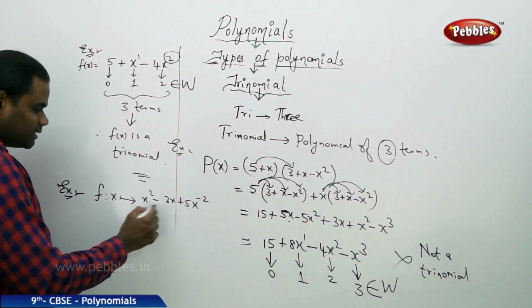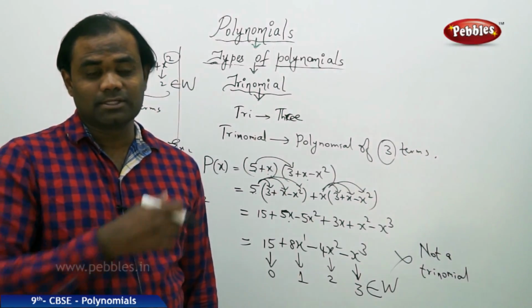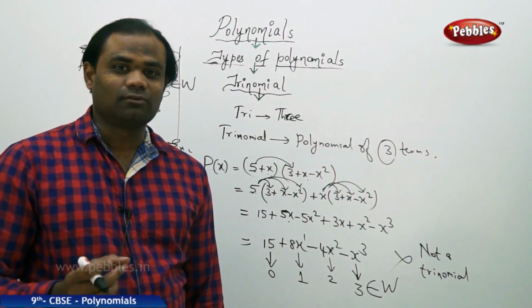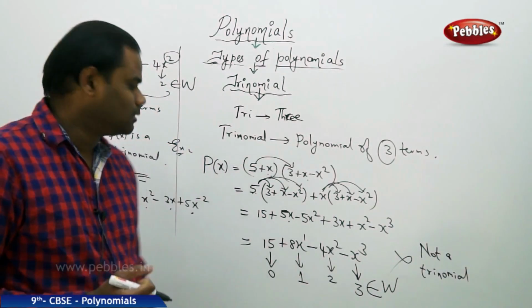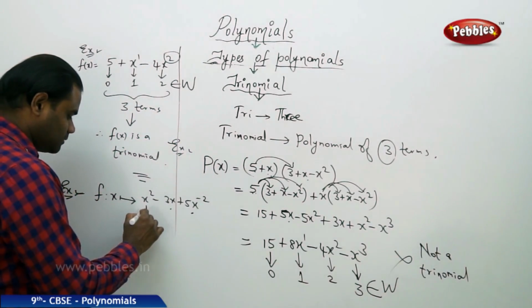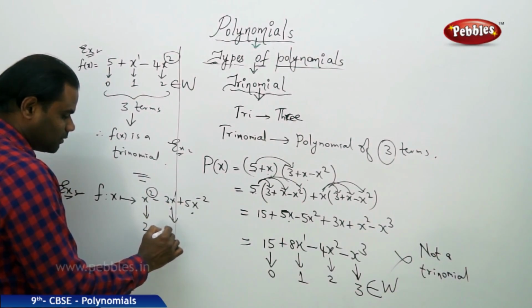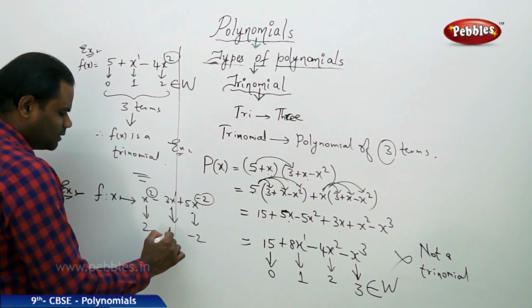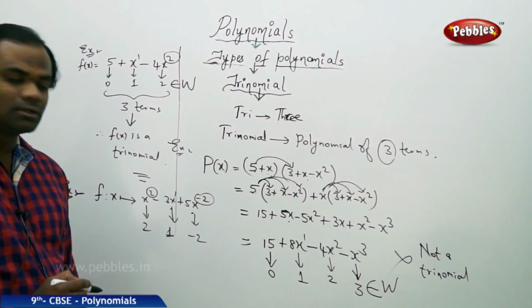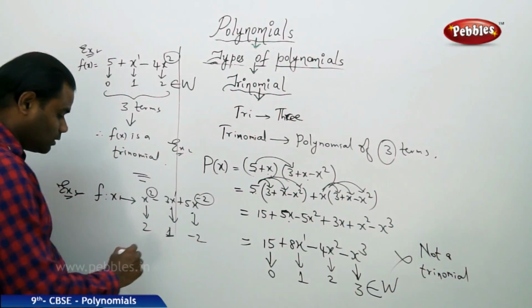Now clearly I see that there are 3 terms, so I could call this a trinomial, but no, this is not a trinomial, because for a trinomial initially it needs to be a polynomial. So for the first term I see my power is 2, and for the second term my power of the variable is 1, and for this my power of the variable is minus 2. 2 and 1 belong to whole numbers, but minus 2 is not a whole number.